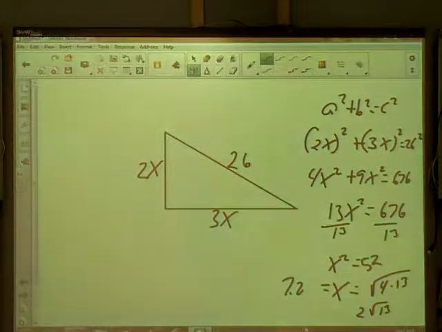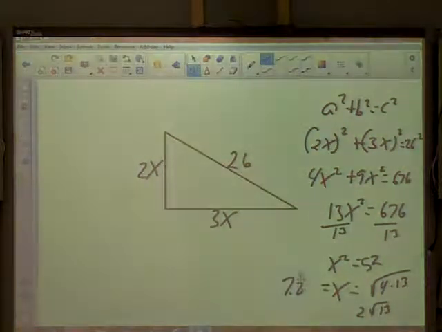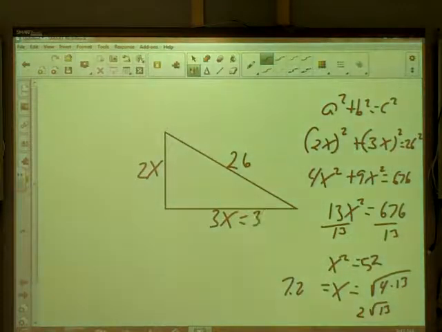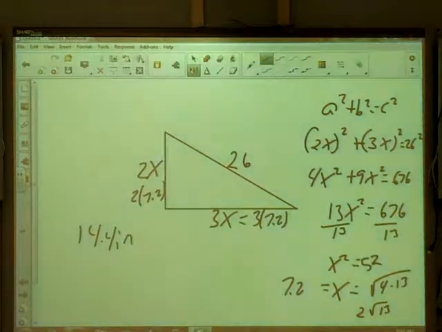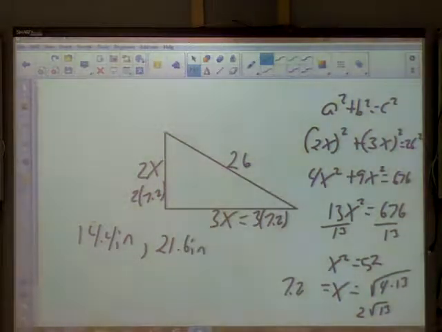7.2. Now, that's not your answer. The question says, what will the lengths of the legs be? This 7.2 is x. This leg is 3 times that. This leg is 2 times that. So when I did that, 2 times 7.2, that got me 14.4. 3 times 7.2, that got me 21.6.